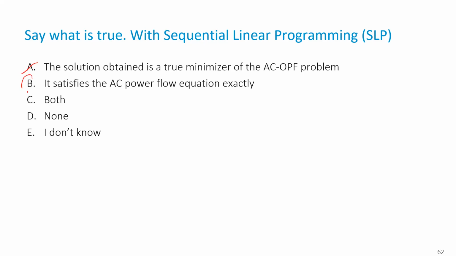But B is true. So we find something that is perhaps not exactly the optimal point, but certainly satisfies the power flows exactly. Because by nature, whatever form of sequential linear programming you use, you correct at every step the approximate solution that you have to make it an exact solution of the load flow equations, of the power flow. Load flow means the same here. So it is perhaps not exactly the optimal one, but it is exactly satisfying the power flow equation. Unlike with DC, probably. So answer B is the correct one.